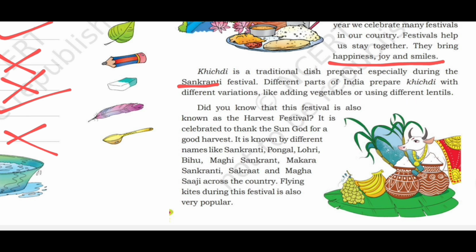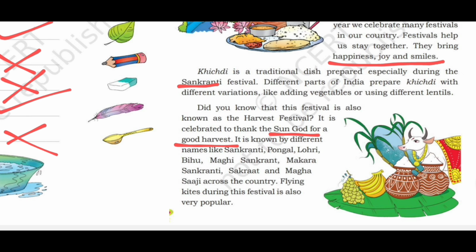Did you know that this festival is also known as Harvest Festival? What is Harvest Festival? When the crops grown in the field are cut. That is a harvest festival. So you harvest the crops. Harvesting means you are cutting all those crops. It is celebrated to thank the sun god for a good harvest. So why is it celebrated? To thank the sun god. Why? Because he gave us a good harvest.